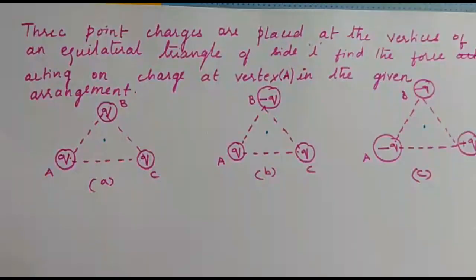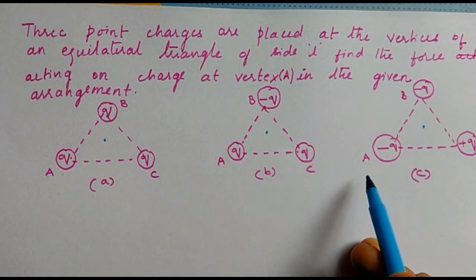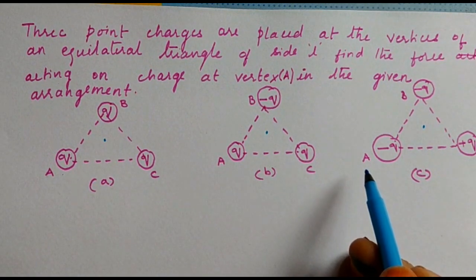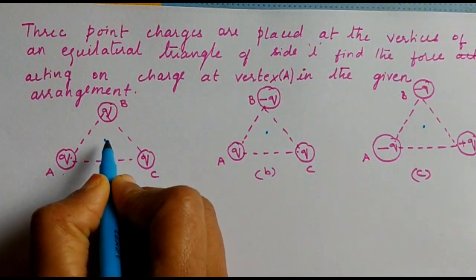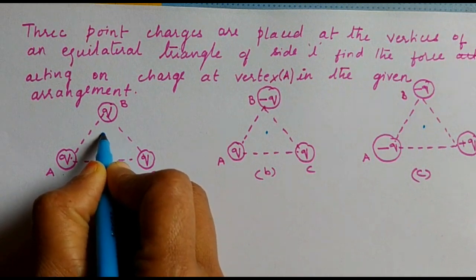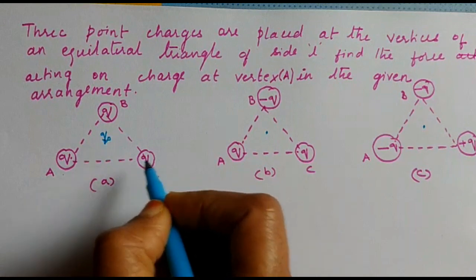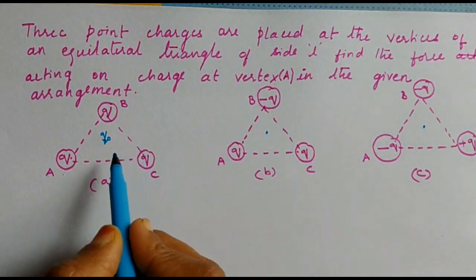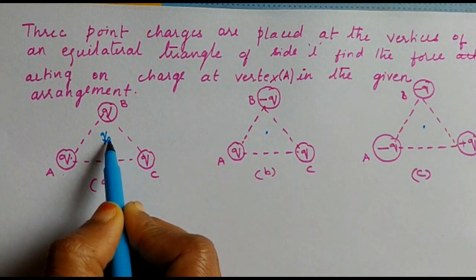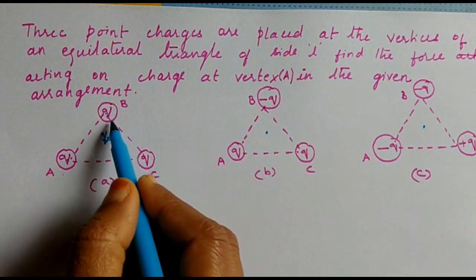Coming back to the previous questions, in all the questions I've asked you what is the force acting on the vertex A, and we have used the parallelogram law of vector addition. But this time, with the same arrangement of charges, they may ask you what is the force experienced by a unit positive charge Q0 placed at the centroid of an equilateral triangle. Okay, let's proceed. For the first arrangement, if you keep a positive charge at the center, it would experience three forces due to each one of them, that is A, B and C.